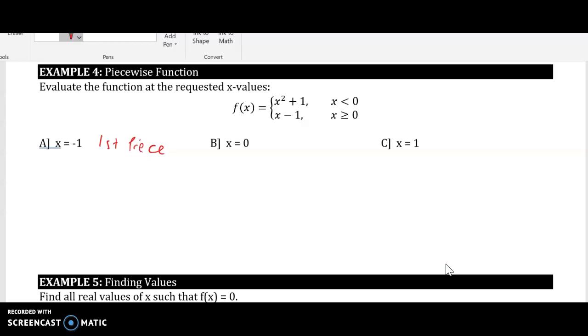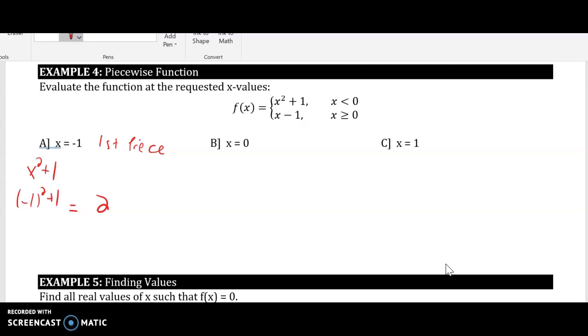So I need to plug it into the first piece. So x squared plus 1, plug in negative 1. So that ends up being 2, because you square negative 1. 1 plus 1 is 2. All right.